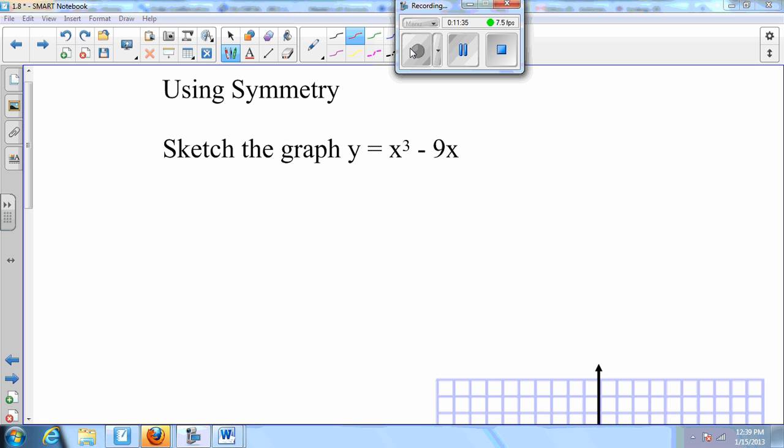We will cover graphing using symmetry in class tomorrow.